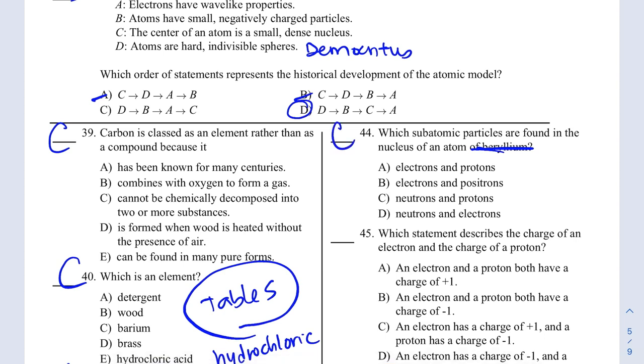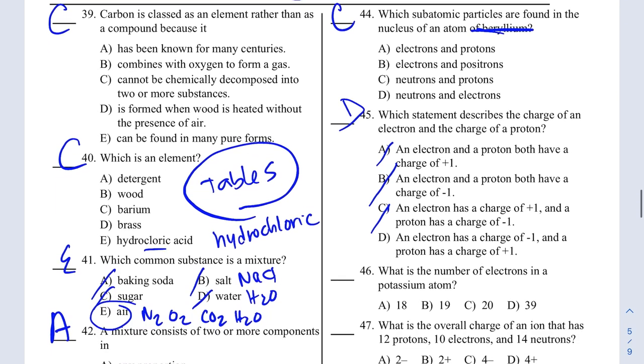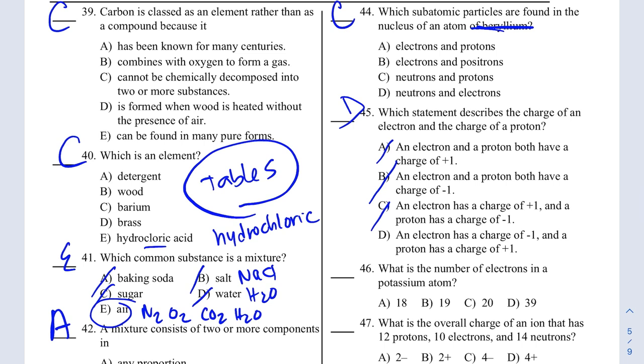Which statement describes the charge of an electron and the charge of a proton? An electron and a proton both are positive one. An electron and a proton both are negative one. An electron is a charge of plus one, proton, nope, positive proton. Choice D, 45. We're like halfway there. Getting there.